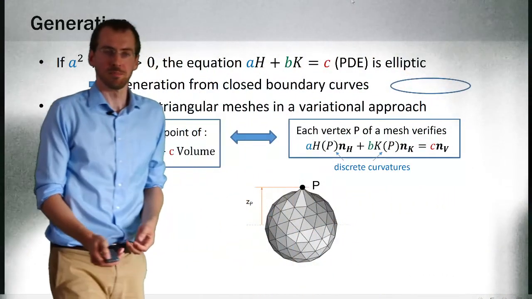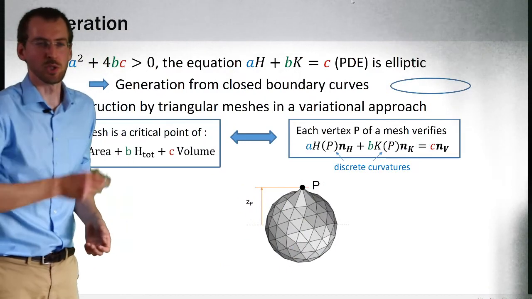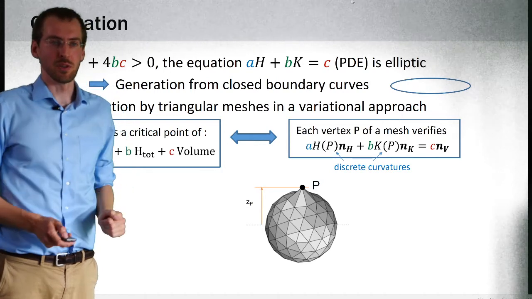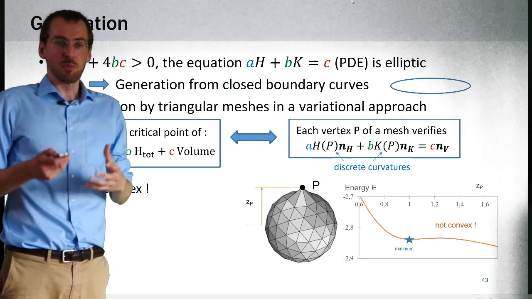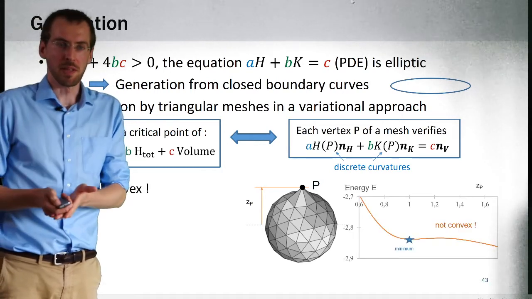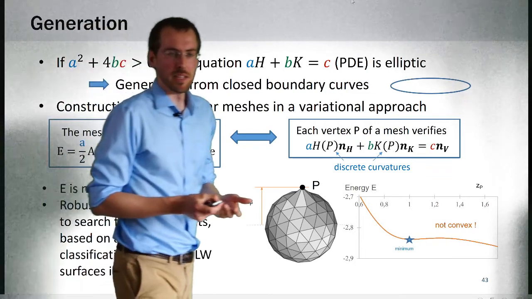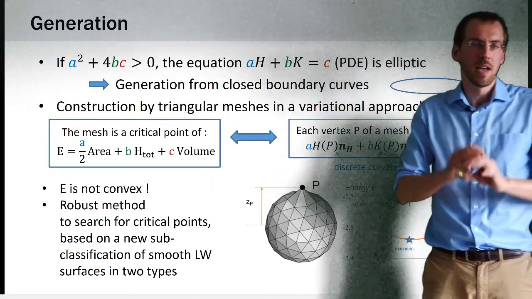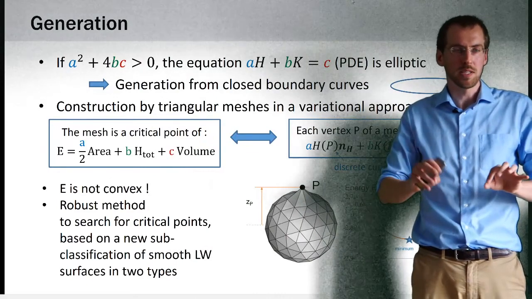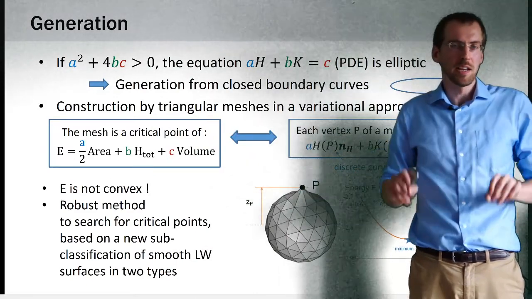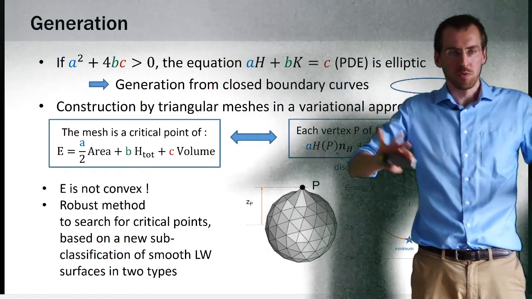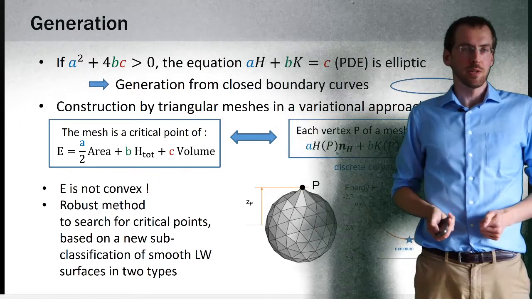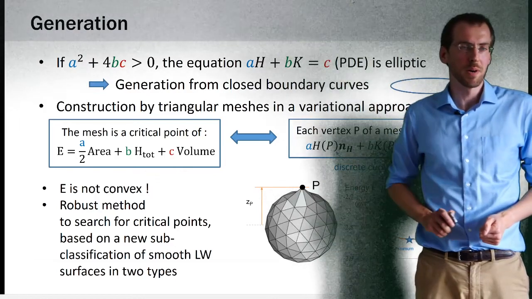Now, unfortunately, this functional is not convex, so you cannot just do a gradient descent to get to the shapes. So we propose a robust generation method, which is based on the observation that you can actually subclassify elliptical linear Weingarten surfaces into two categories, and this will help you convexify your energy and get a robust generation. We won't tell more about the generation.